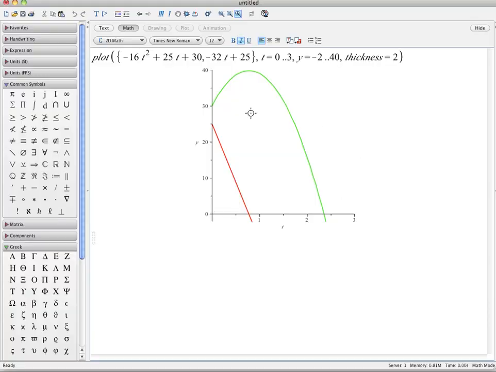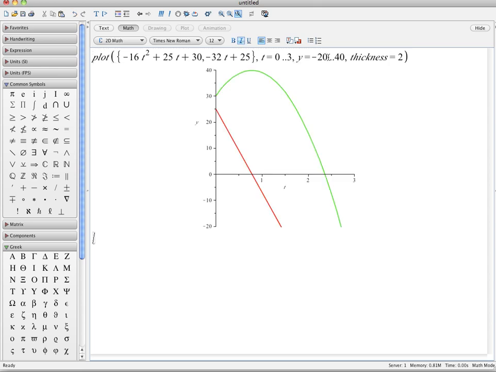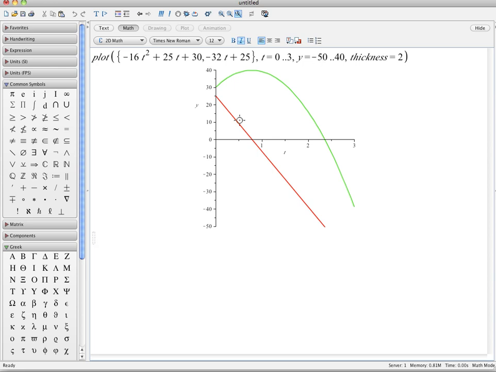So what is this thing telling us? Well, here's my position. I started at 30 feet. I went up to 40. Wasn't a bad guess. I went up to 40-ish, and then I started coming back down. Now, notice if this is the velocity, I want my y to go a little bit lower, so I'm going to go down to like negative 20. Yep, need to go farther than that. How about negative 50? There, that's a little bit better.